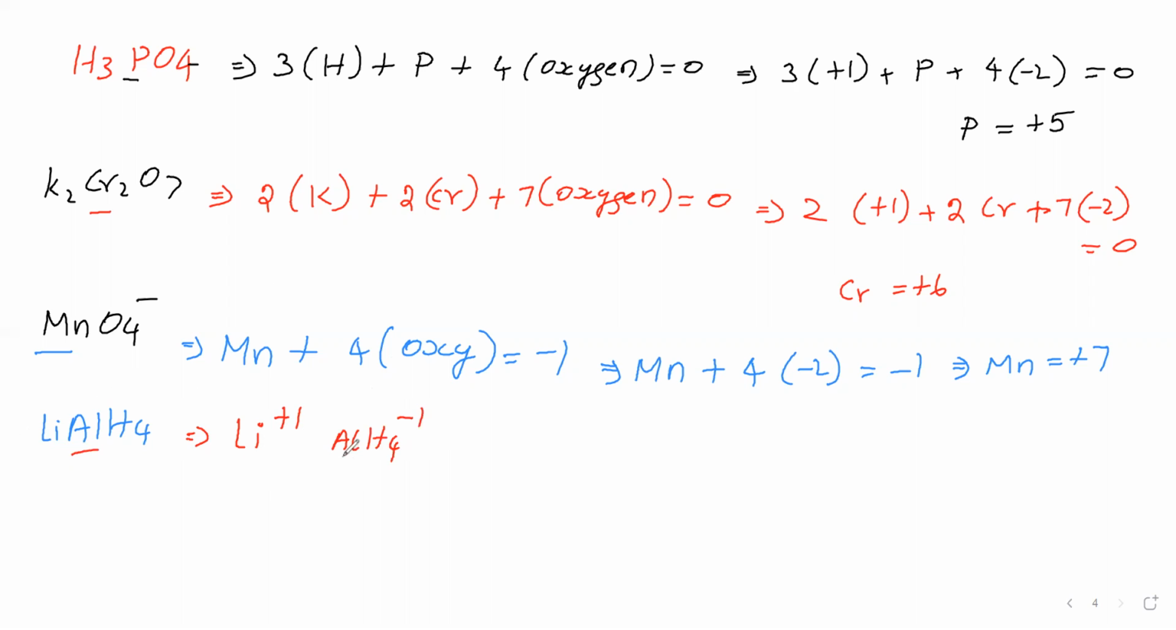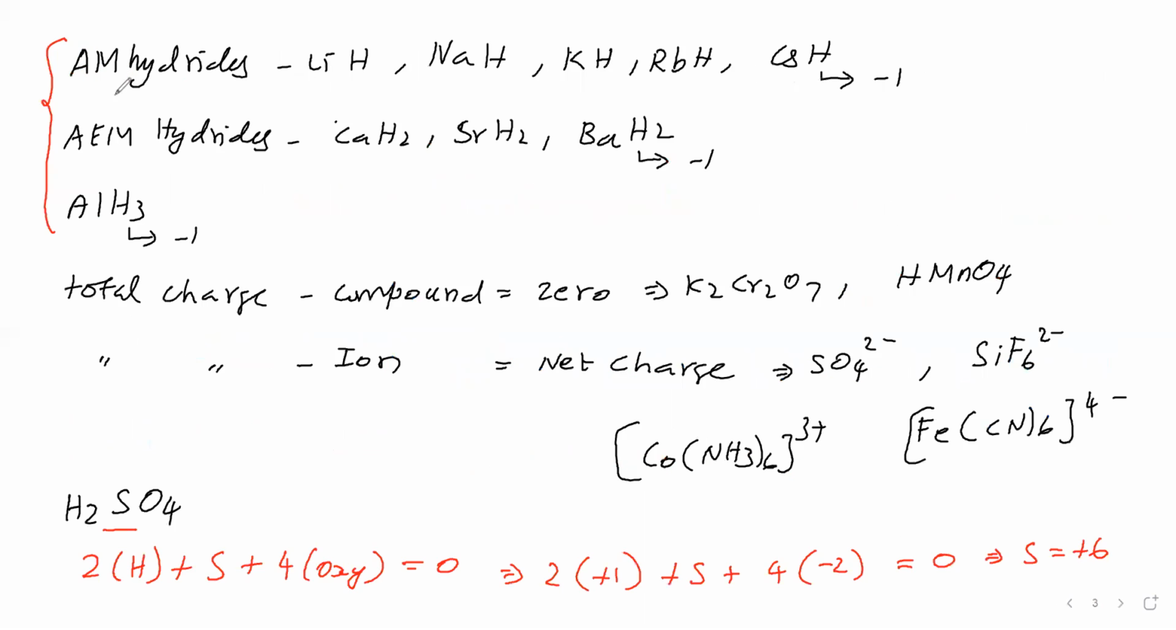Now, which oxidation number do we have to find? Aluminum. So we have to find the aluminum oxidation number. Hydrogen is present 4 times, and the net charge is -1. Now, we are finding the aluminum oxidation number, and we are substituting the hydrogen oxidation number. What is the hydrogen oxidation number?